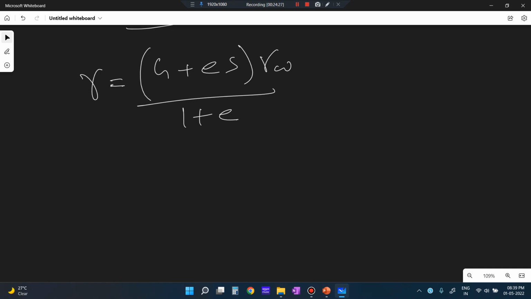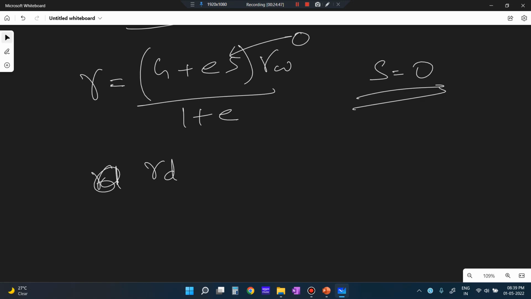G plus e S gamma w by 1 plus e. Okay. Now if the soil is completely dry, that means S equal to 0. The soil is completely dry, that means gamma d. So if we put S equal to 0, the bulk unit weight will turn into dry unit weight, which is equal to G gamma w by 1 plus e.